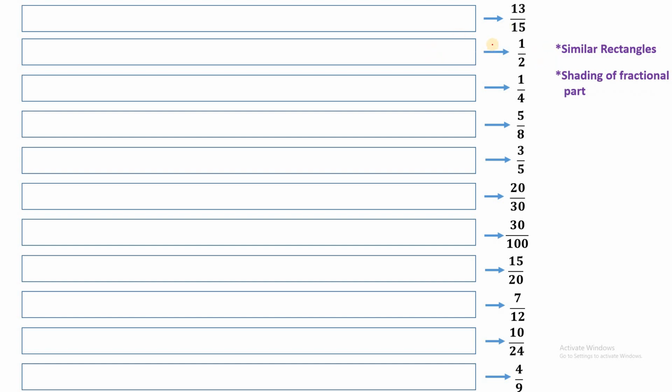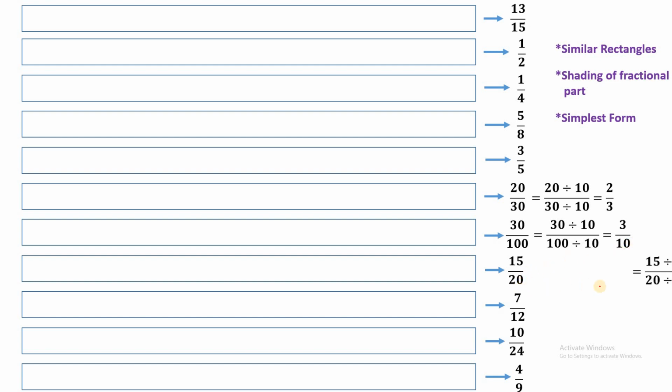So we're going to shade the fractional part of each of these fractions. But before we do that, make sure that every fraction is in simplest form. So there are some fractions here which are not in simplest form, like 20 over 30. This is equivalent to 2/3. 30 over 100 is also equivalent to 3/10. 15 over 20 is equivalent to 3/4, and 10 over 24 is 5 over 12. So all fractions now are in simplest form.